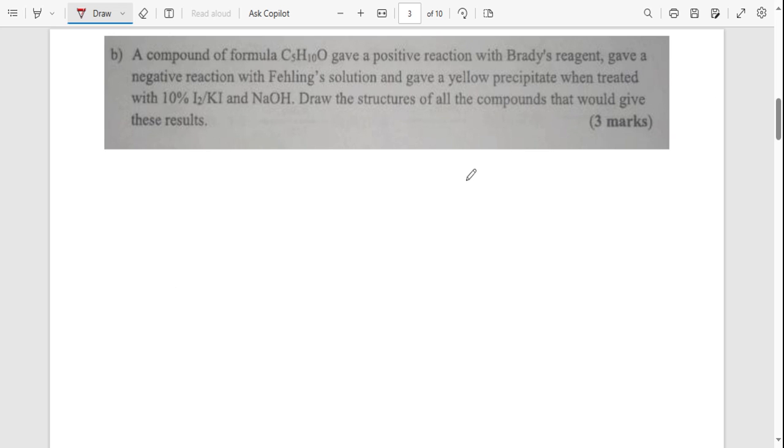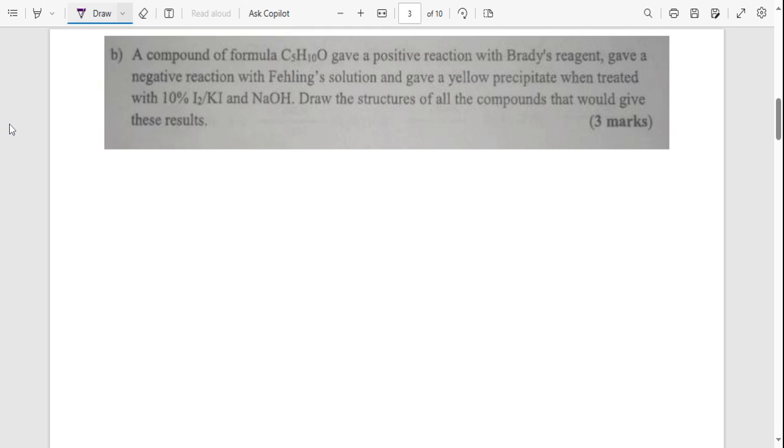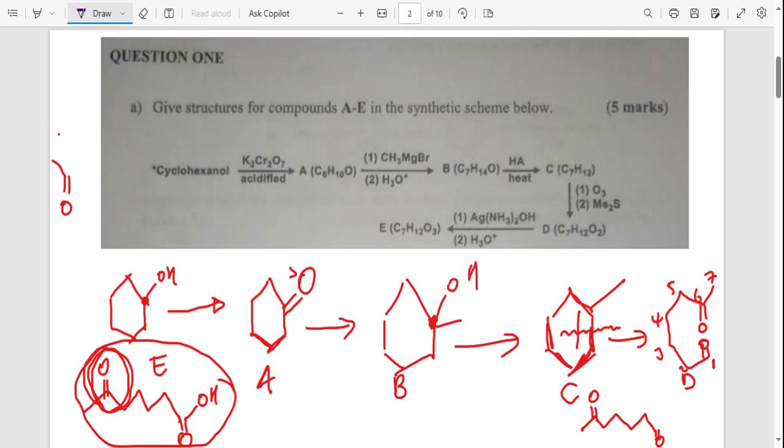A compound of formula C5H10O gave a positive reaction with Brady's reagent, gave a negative reaction with Fehling solution. Is that a question, Doc? Okay. So we had an alcohol. We are converting it to a carbonyl group, which is a ketone.